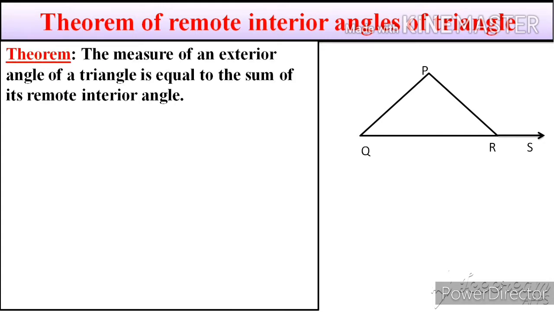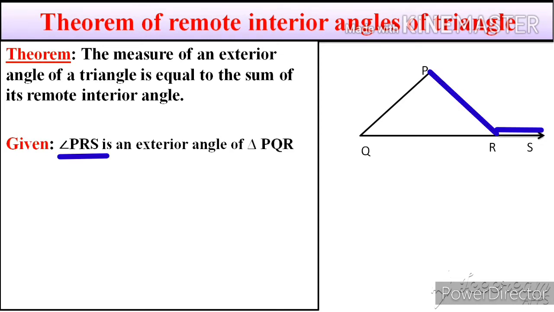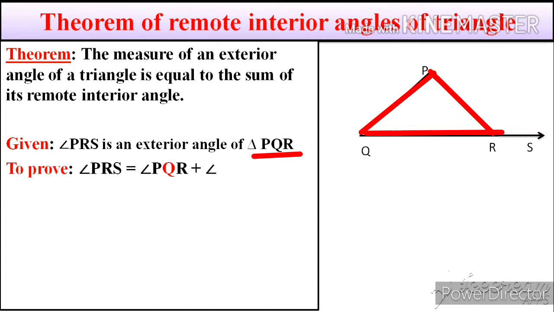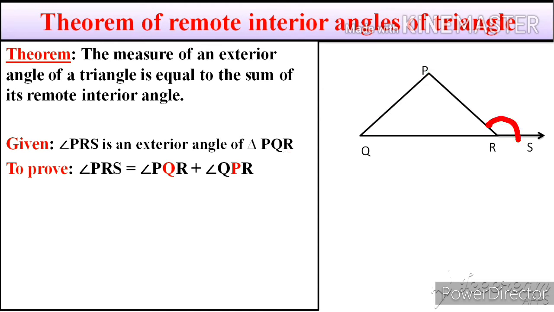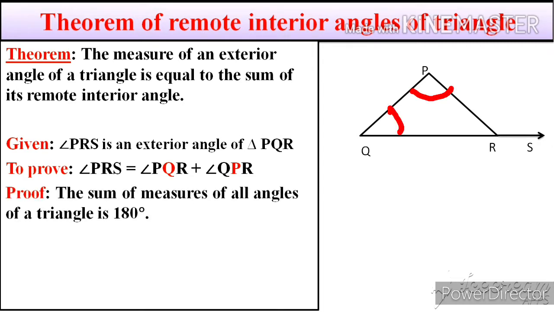The theorem is: the measure of an exterior angle of a triangle is equal to the sum of its remote interior angles. The given information is angle PRS is an exterior angle of triangle PQR. Here we have to prove angle PRS is equal to angle PQR plus angle QPR.